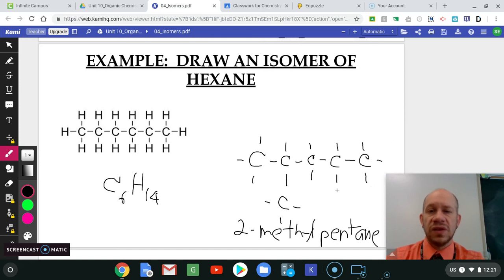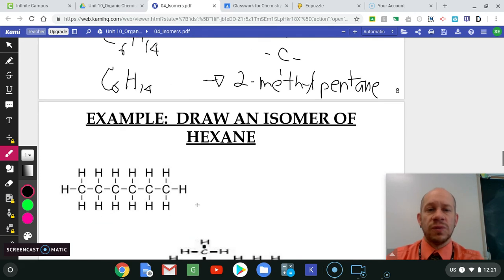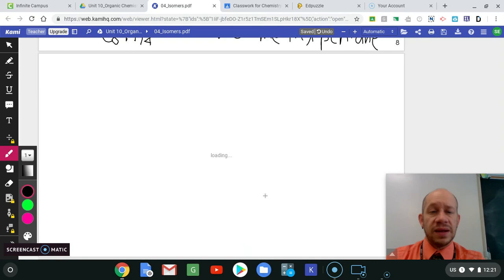This is 2-methylpentane, which has the same molecular formula, C6H14, as hexane. But because it's in a different structure, it's a different compound. So here is that 2-methylpentane written out clear.